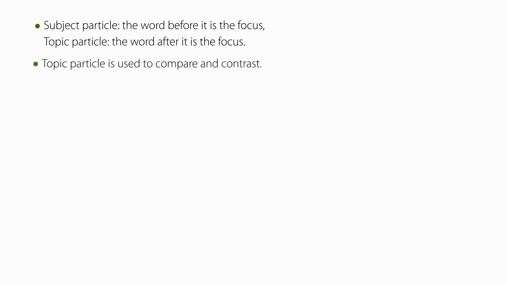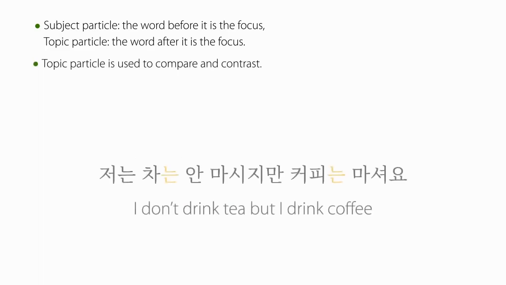Topic marker particle is also used to compare and contrast. When you say you do something or you like something but you don't like something else. For example, 저는 차는 안 마시지만 커피는 마셔요. I don't drink tea, but I drink coffee.